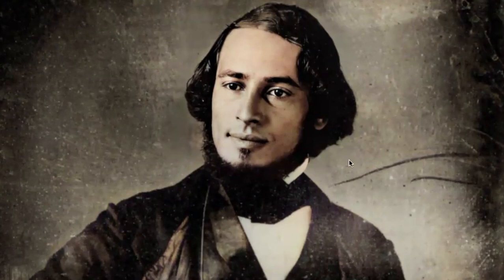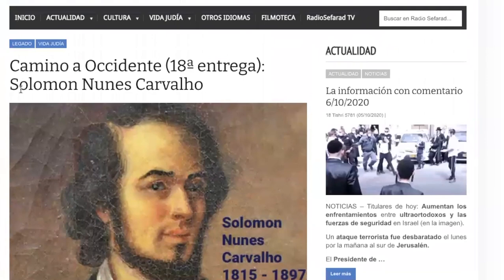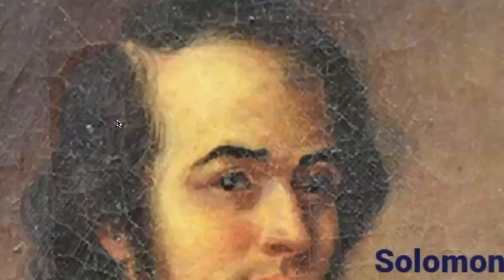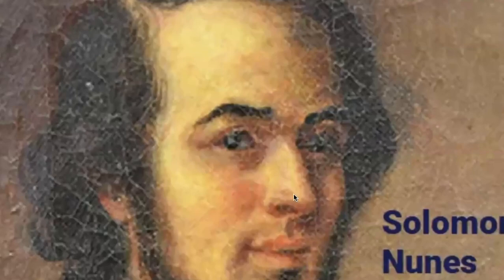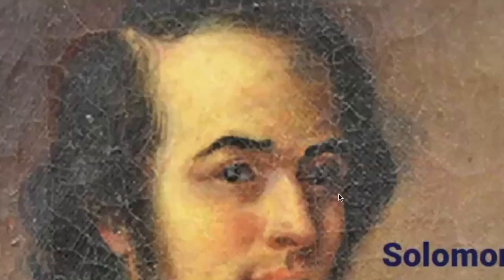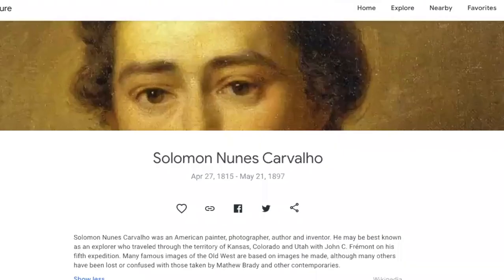And this is what they do all the time. So now look at this website, Camino Occidental. This is Solomon Nunez Carvalho, same guy. Look at this white guy right here. Does this look like the same guy right here? Now they're trying to make him look a little bit more white. Now look at this site right here, Google Arts and Culture, Solomon Nunez Carvalho.